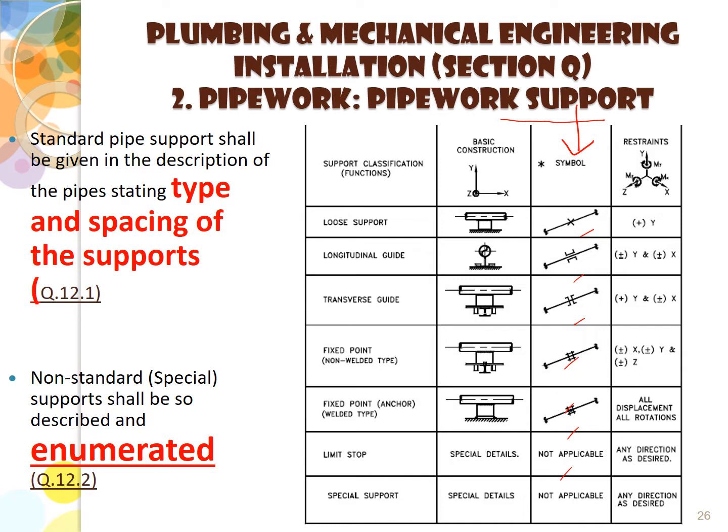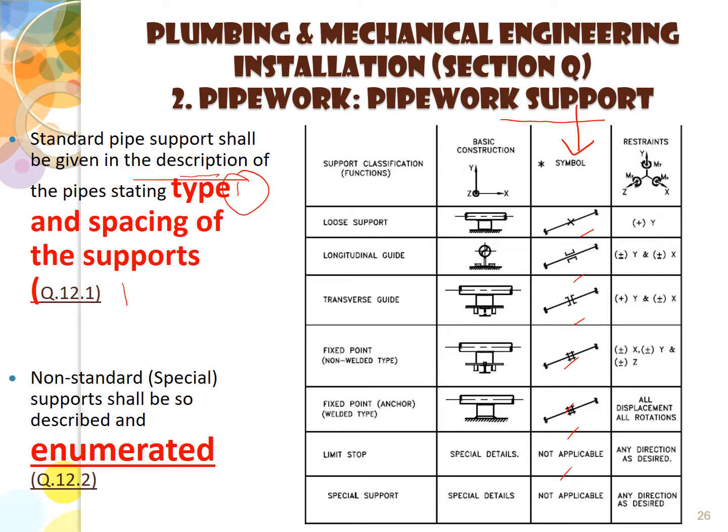Standard pipe work support shall be given in the description. What you have to write in the description: number one, the type of the pipe work support itself. Then, what is the spacing of the support? Since the item has to be measured in number, you need to know the layout plan for the pipe, and then you have to divide by the spacing.